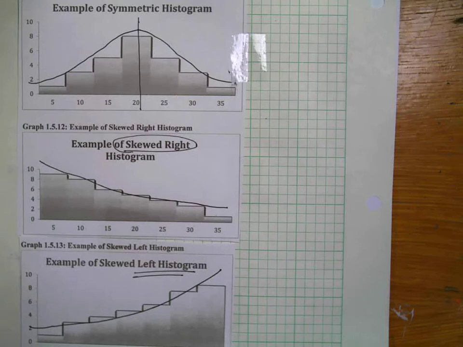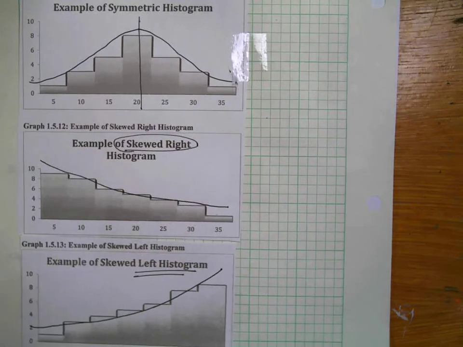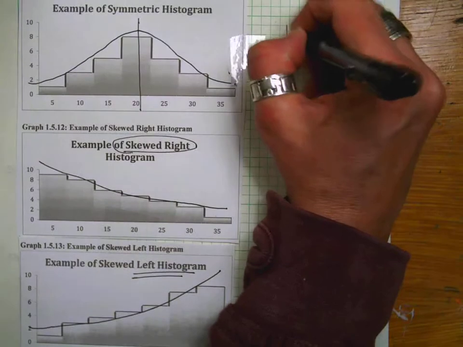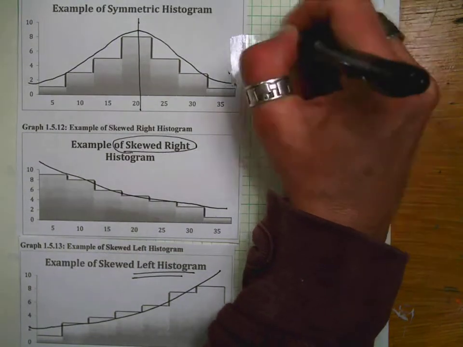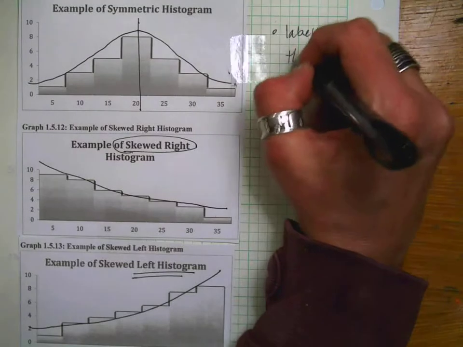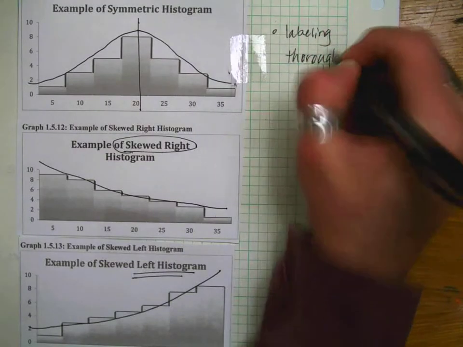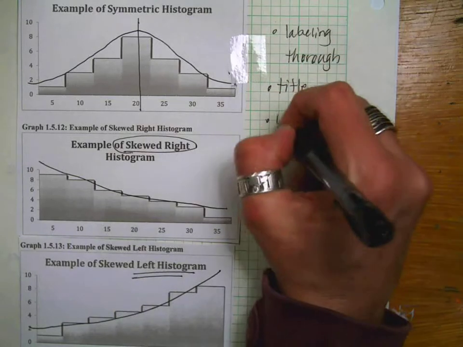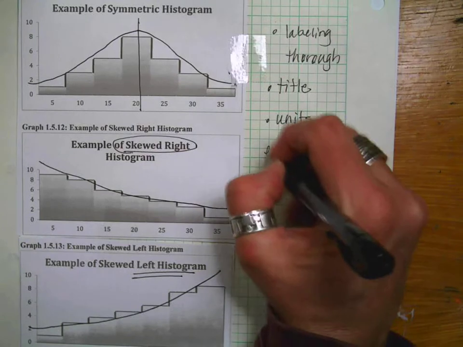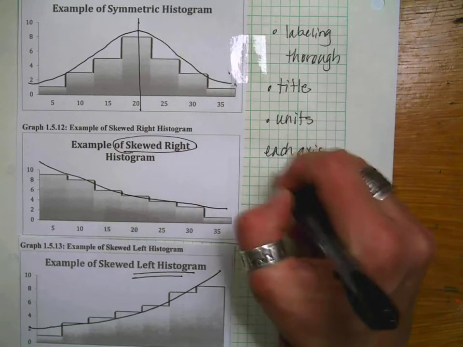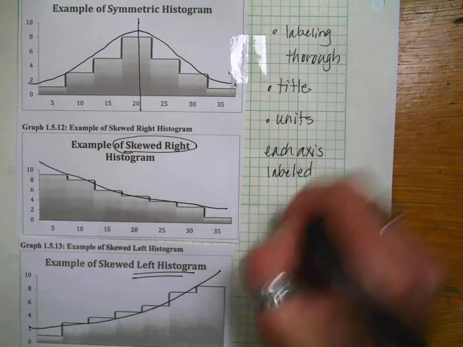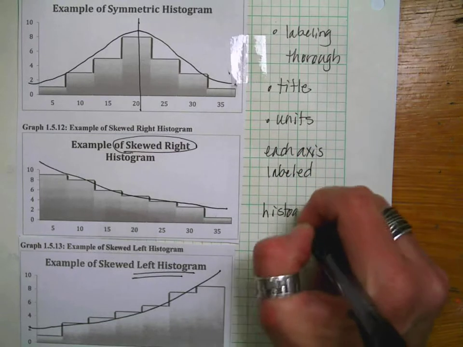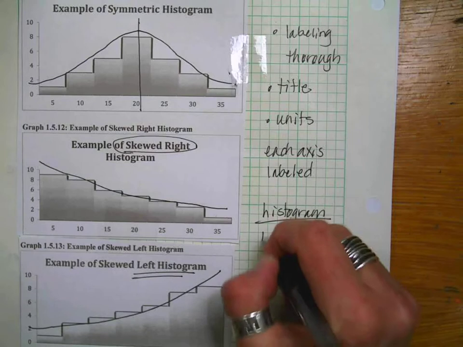Alrighty, so we want to be able to draw conclusions from our graphs. As we move along in our study of statistics, we'll talk about the shape and how those are relevant. But for right now, there's a couple of things that we want to make sure that we talk about when we're looking at graphs. We want to look at the labeling. Is it complete? Is it thorough? We want to look at the title. Does the title describe what's happening? We want to look at the units, and each axis must be labeled.